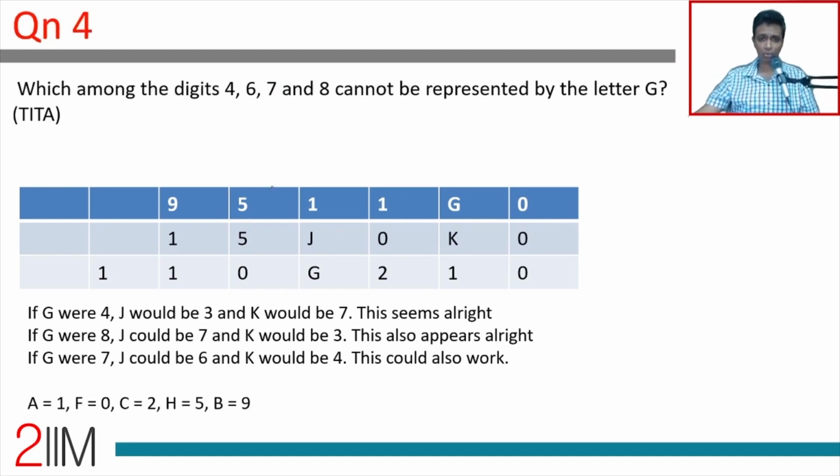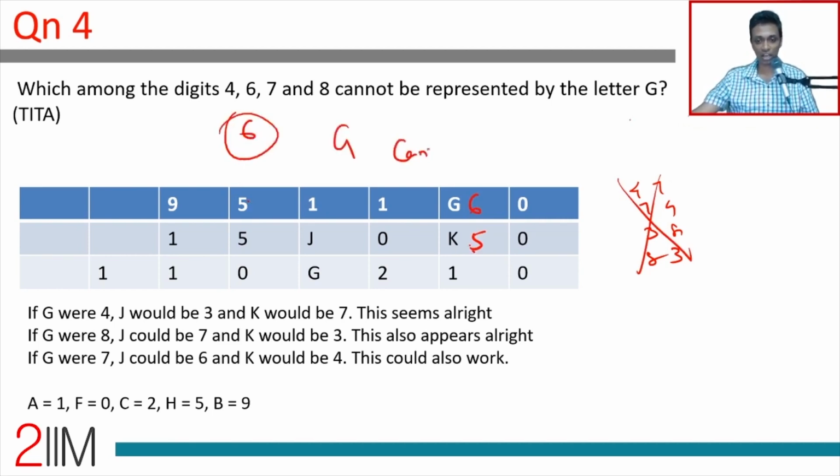Which among the digits 4, 6, 7, 8 cannot be represented by the letter G? We had 4 and 7, 7, 4. We had 3, 8, 8, 3. 6 is not even possible. If G were 6, K has to be 5. H is 5, so K cannot be 5. G cannot be 6. 6 is the answer.